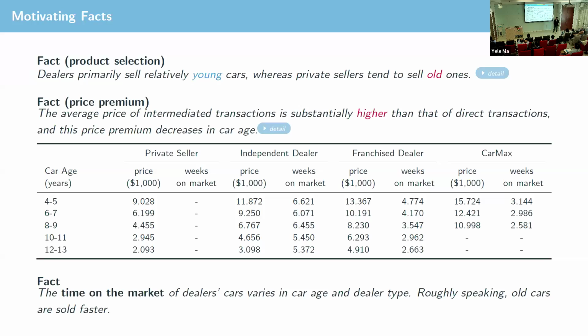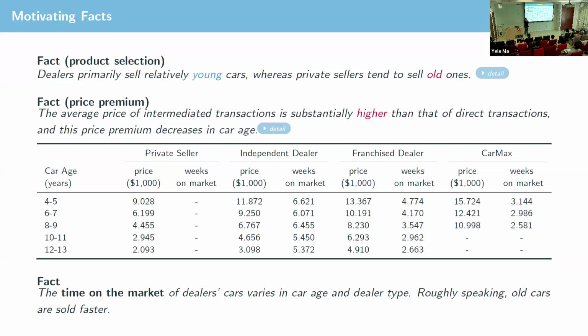And some facts. One, dealers typically trade relatively young cars and private transactions are older cars. I'm not going to give you the number, but you see the picture. And the average price of cars traded by dealers is substantially more expensive than the same car, controlling for everything you can observe from the data, than in a private transaction. This price gap, we call the price premium.